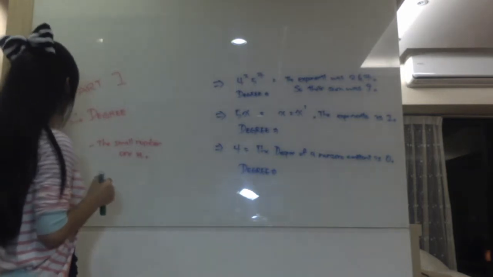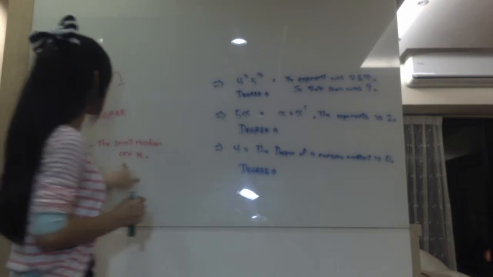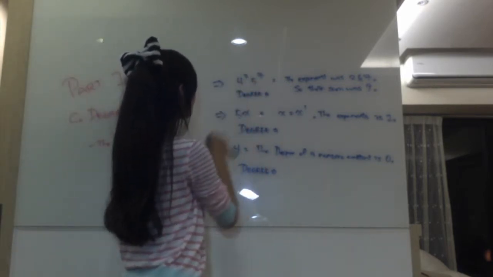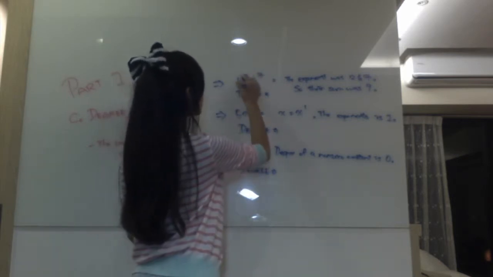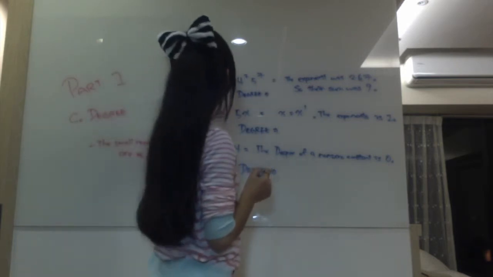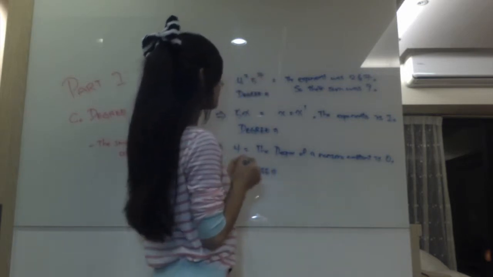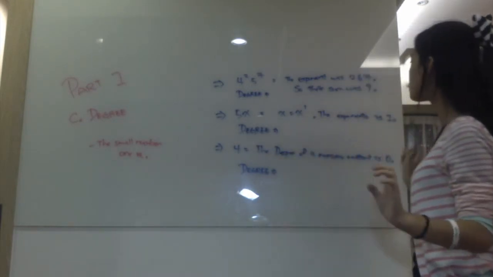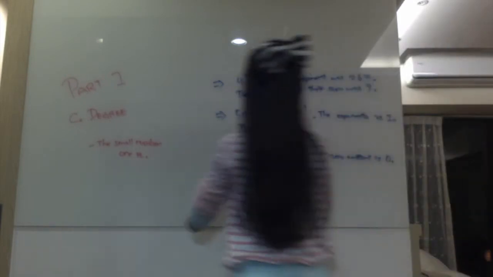Okay, this one's 1C, degree. Degree means the small number on the variable, like this one. That's the degree. So 4² times 5⁷. The exponents were 2 and 7. So the sum was 9. So the degree of this one was 9.